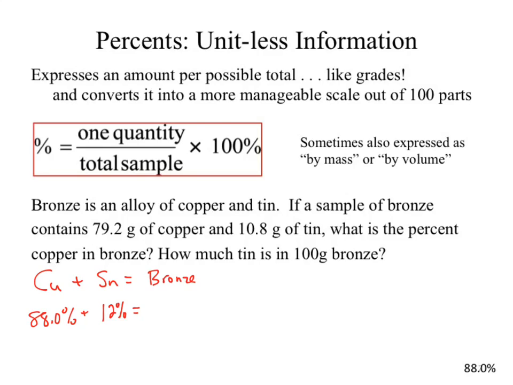It's out of 100, right? So if we add the two of those, it had better equal 100%. Okay? Because those are the only two things present. So if we're now looking at 12% in a 100-gram sample, well, we can convert it to our decimal, 0.12 times 100 grams, which gives us 12 grams of our tin.